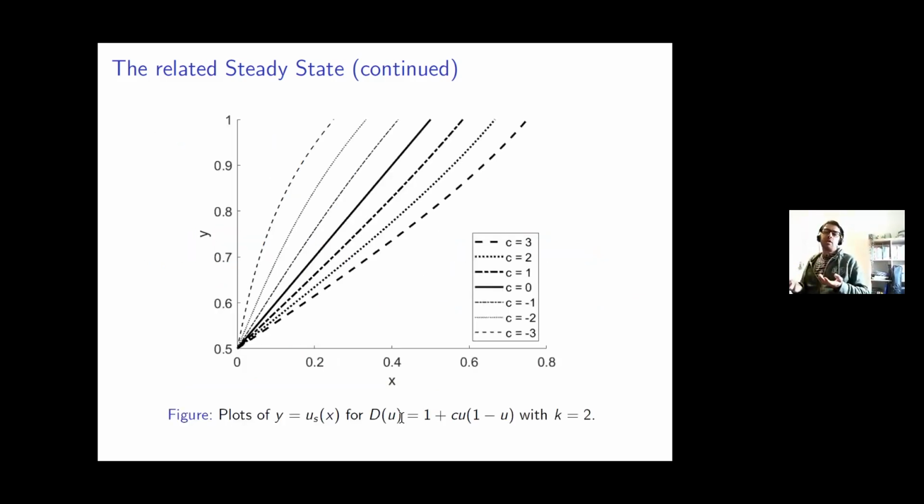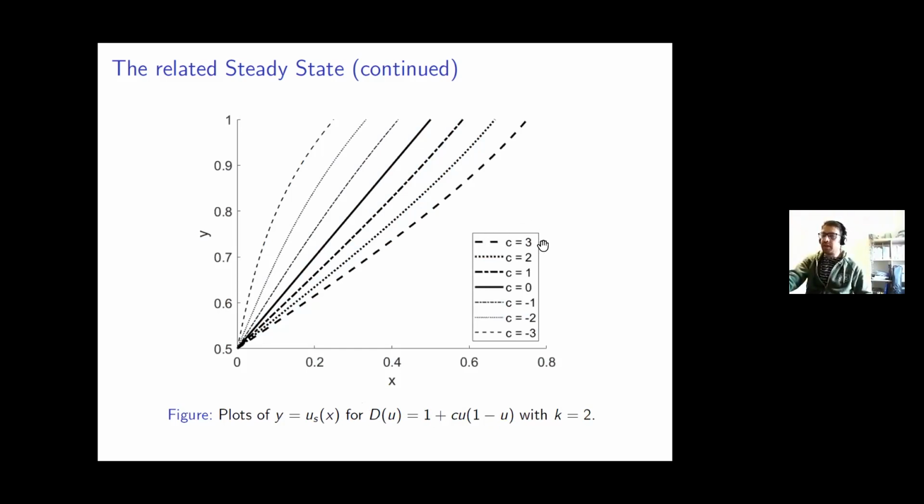Now, you can plot these steady state profiles here. So for k equals 2, and for our function d with various parameters c. We have the function d here is 1 plus, it's our humped function, or negative humped. And so here we plot it for c equal to 3, 2, 1, 0, minus 1, minus 2, and minus 3.